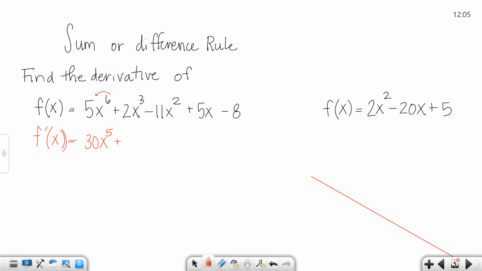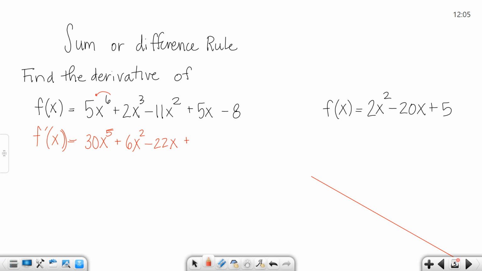Okay, let's move to the next one. You bring your power down, so 2 times 3 would give me 6. When I decrease this power by 1, 3 minus 1 gives me a 2 in this position. Moving on along, that's a minus. 11 times 2 is 22. When I decrease my power, 2 minus 1 would give me x to the 1.